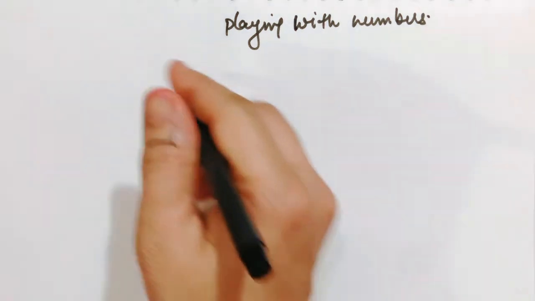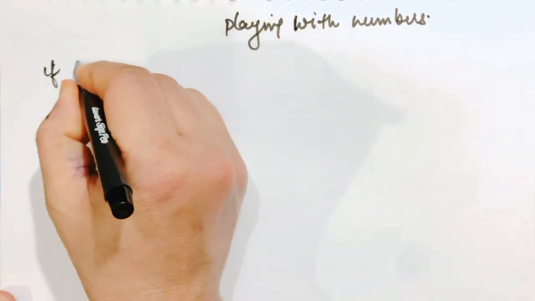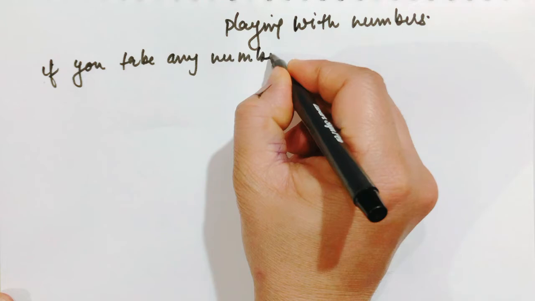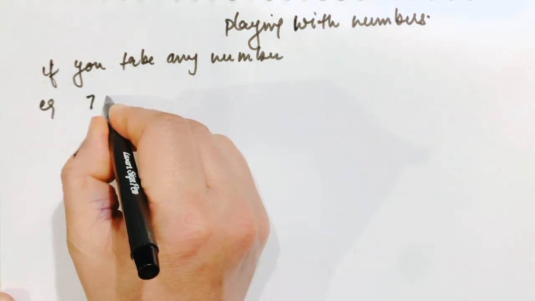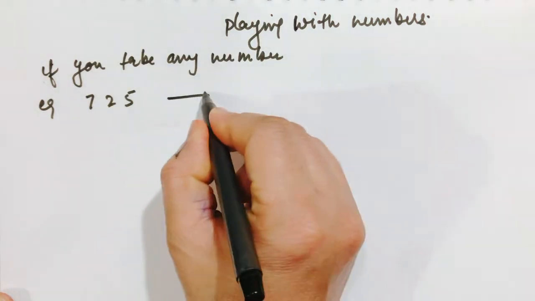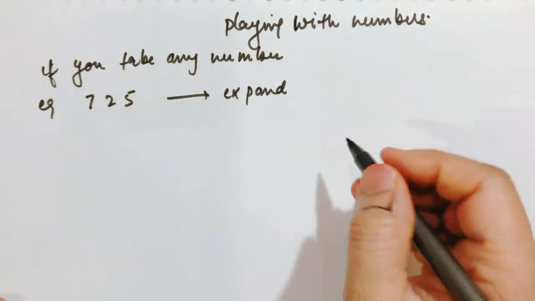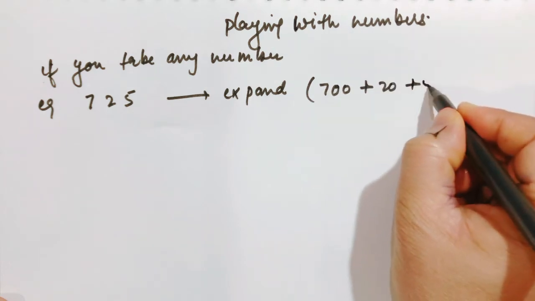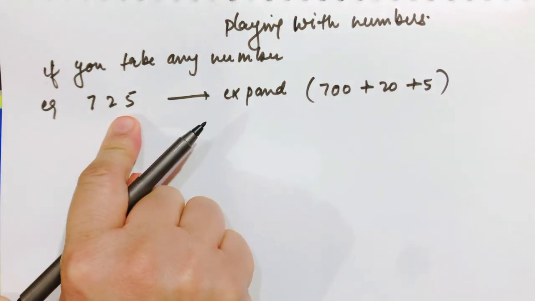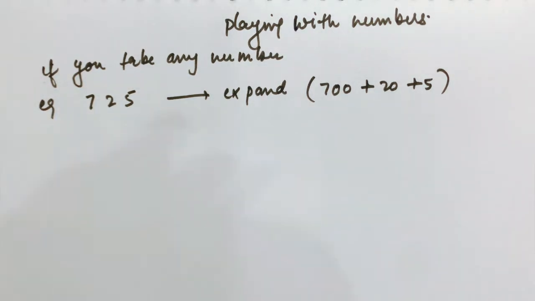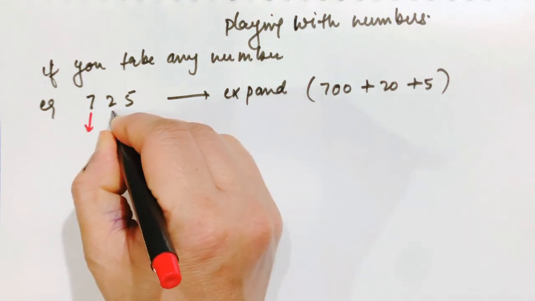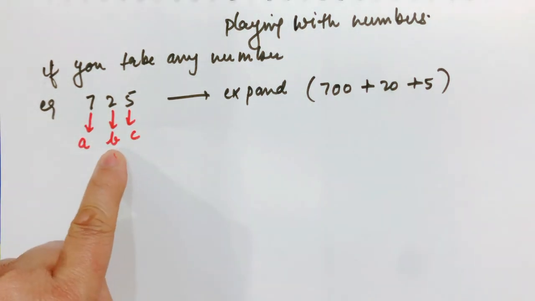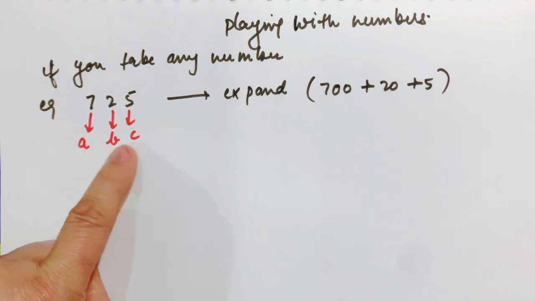What was the thing that we learnt, that if you take any number, for example 725, and when you expand it, after expansion you get 700 plus 20 plus 5. That means 7 is in hundreds, 2 is in tens and 5 is in ones. So in playing with numbers you will have to replace it with a, b and c. So a, b, c are the digits here. a, b and c are the digits.